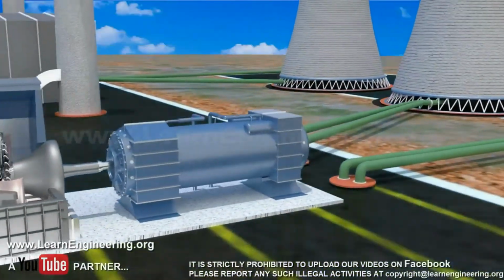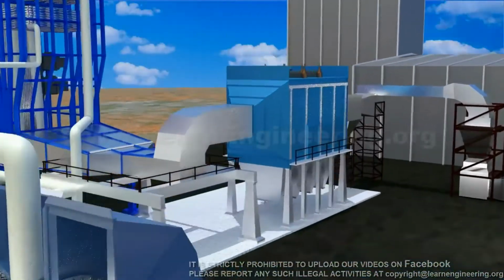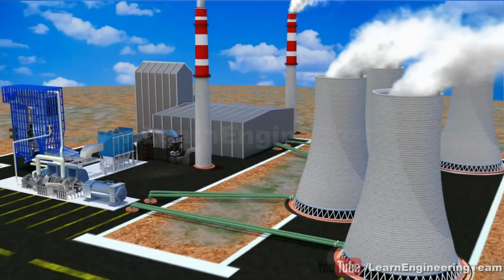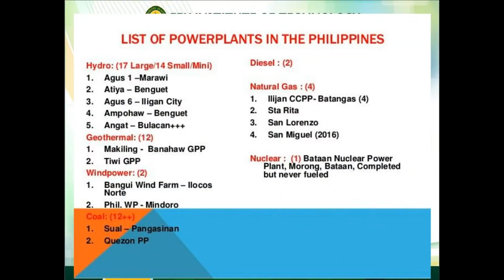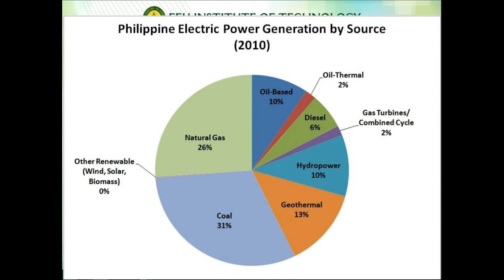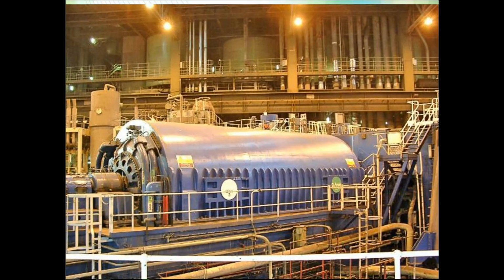Most power stations contain one or more generators, a rotating machine that converts mechanical power into electrical power. Here's a list of power plants in the Philippines. Philippine electric power generation. This is an example of a power generation.